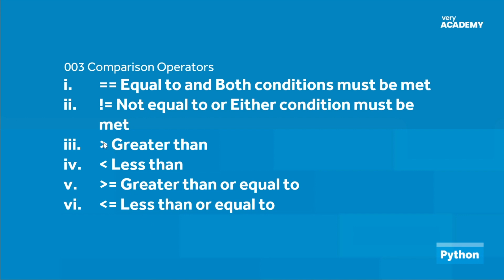For example, 1 is greater than 0, that's true. 100 is greater than 10, and for less than, 1 is less than 2. In addition to that, we also have greater than or equal to, and less than or equal to. That gives us an opportunity, for example, where 10 is greater than or equal to 10. Well, that's true because it's equal to. So it's either greater or equal to, or less than or equal to.